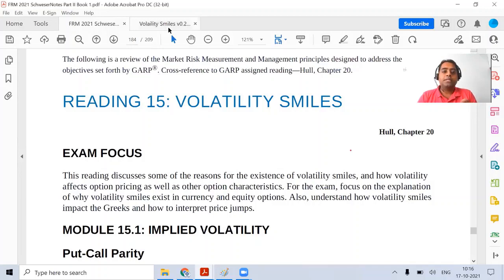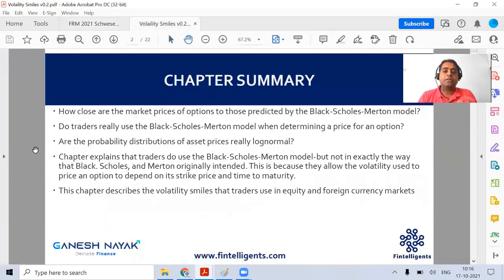Now what is the agenda of this chapter? The chapter summary is primarily how close the market prices are as compared to those predicted by the Black-Scholes model. We know that every time the Black-Scholes model price for call and put that we get, the real market price does not match, because it is a modeled price and the real price will always be different. There'll be some error in each case. And the intention of this entire topic is how exactly traders are using BSM. Are they using it directly to price the option, or are they using it in a very different way that has been discussed in this chapter?